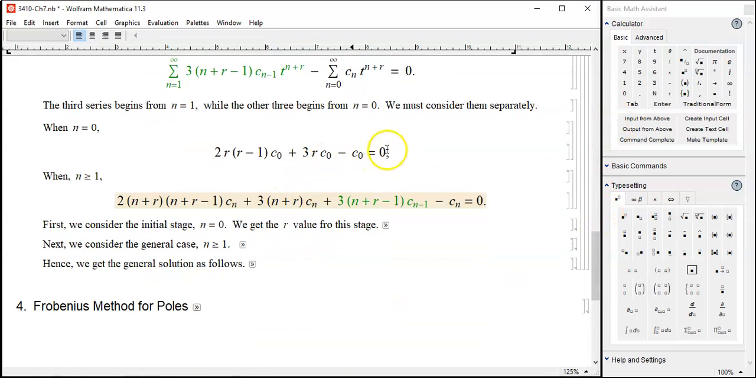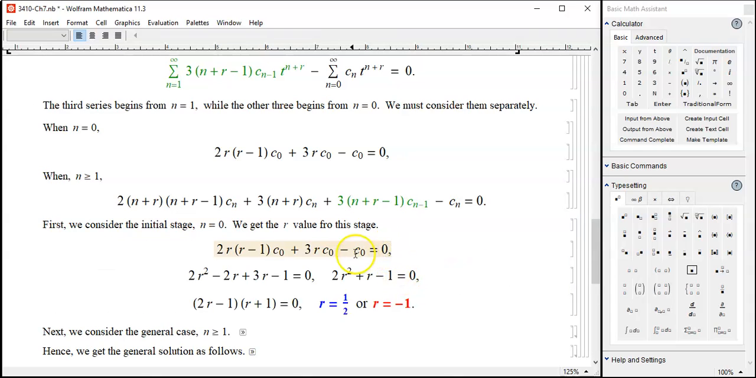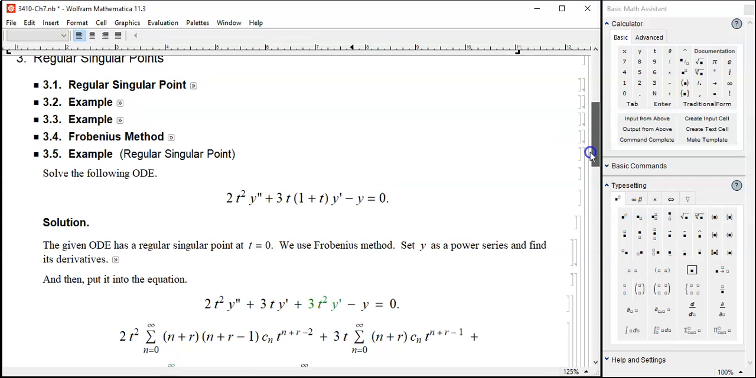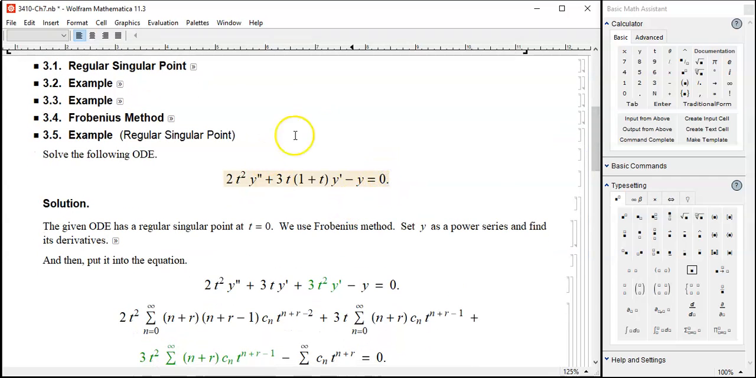Let's go. First, when n equals to 0, we get R value here. C0s will cancel out, and we get this equation of R. It's a quadratic equation, not very hard. Factor it and solve it, and we get these two R value. R equals 1/2 power or R equals -1 power. I color coded in blue and red because these two different R value will give you two linearly independent solutions of homogeneous equation, y1, y2 basically.